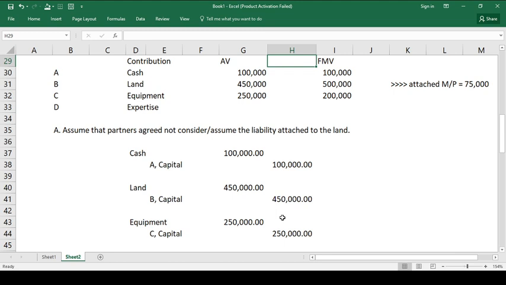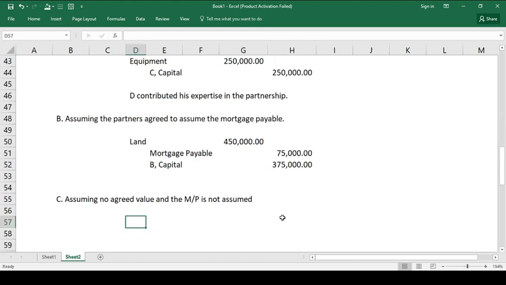For A's contribution, we debit cash for 100,000, and then we credit Ace Capital for 100,000 pesos. Okay? Bakit, sir, pareho lang po sa agreed value? Eh, kasi yung fair market value at agreed value of the cash are the same naman based on the problem. Kaya wag po natin bigyan ng masyadong kulay bakit nagkapareho yon. Kasi totally magkapareho talaga.